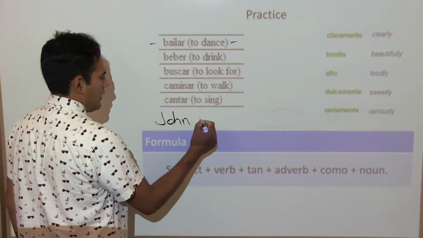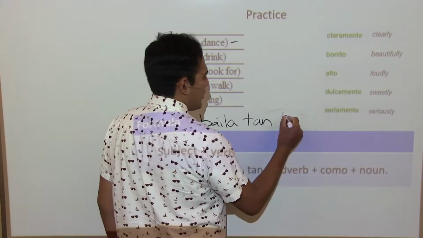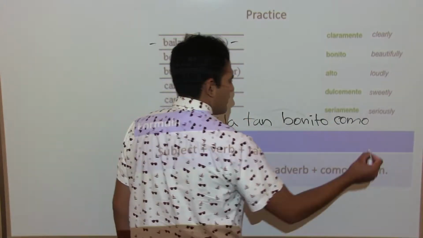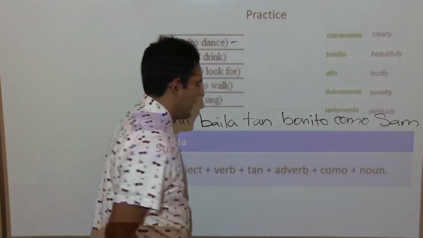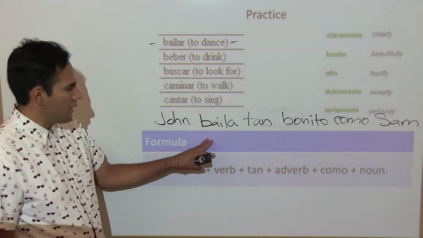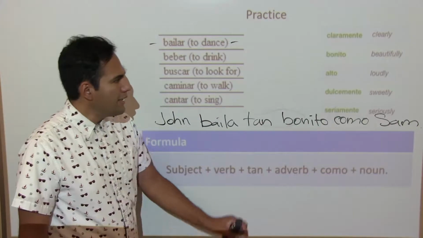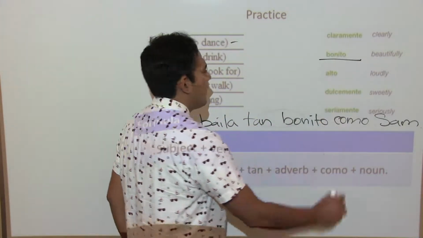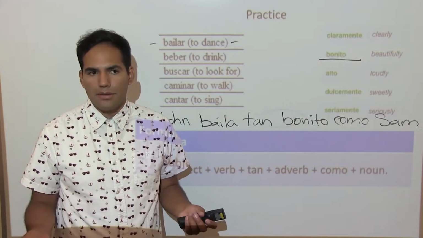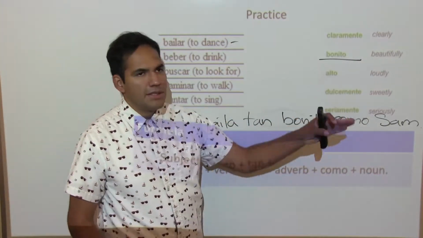John baila tan bonito como Sam. Okay. John baila tan bonito como Sam. So here again we have our subject, our verb, then our sandwich and our adverb, and our noun. Notice how this adverb is the same way that we would do an adjective. So there's an adjective that's also bonito. Ella es bonita or él es bonito. But in this case, bonito is being used as an adverb.